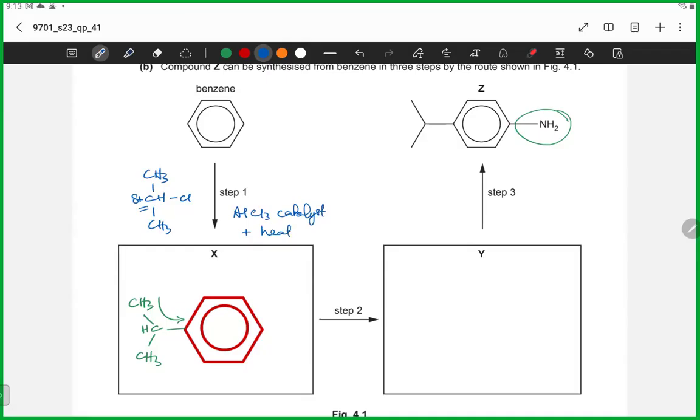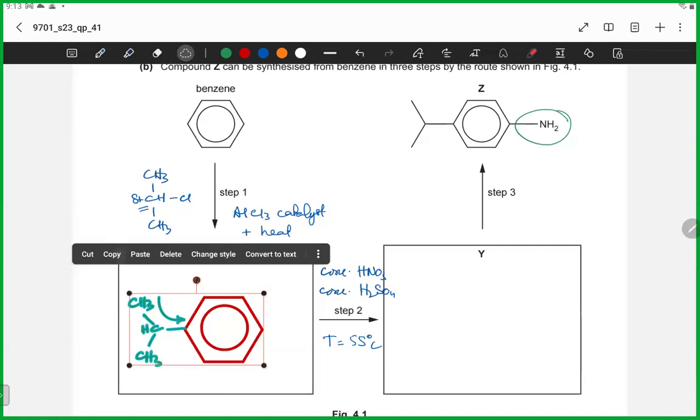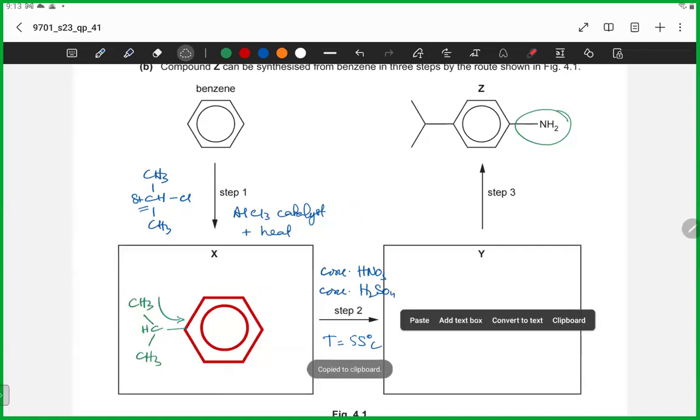So the next step is that I'm going to nitrate it. How do I nitrate it? I need concentrated nitric acid. I need concentrated sulfuric acid. And the temperature has to be around. So the next step is I'm going to copy this and I'm going to attach an NO2 at position number 4.